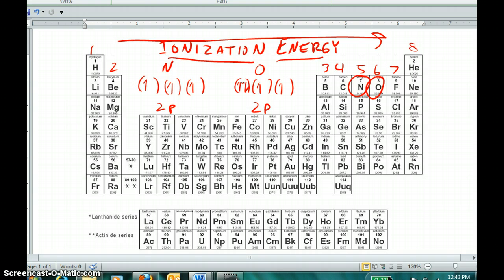And this is the key to understanding why, in fact, it's easier to ionize oxygen than nitrogen, because the electron being removed from oxygen is paired with another p electron in the same orbital. But none of the electrons coming from nitrogen, it doesn't matter which one you remove, is paired.